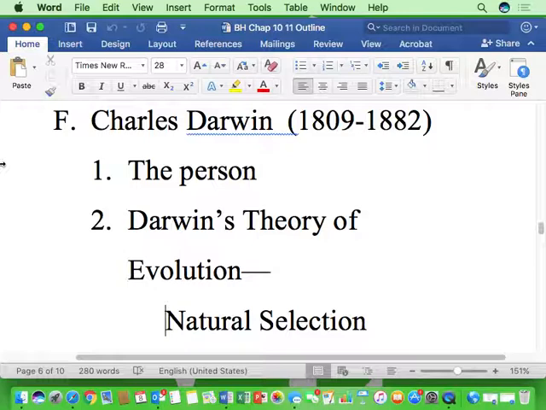So would an example be like giraffes? Yes. Okay, so giraffes would be an excellent example. If a giraffe has a long neck already, then he can reach the leaves. He can get to the higher leaves. And so he's getting the resources, he's getting the food. So he's more likely to survive and reproduce, and then the genes for the long neck will be passed on to their offspring.